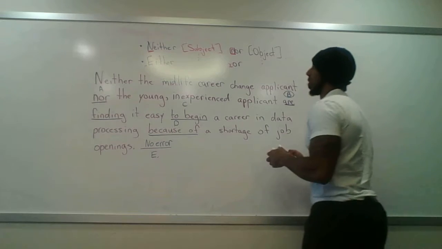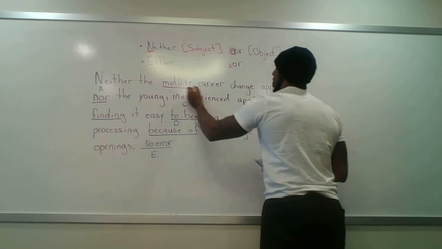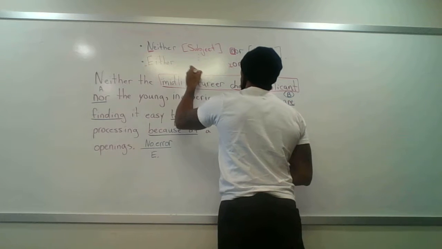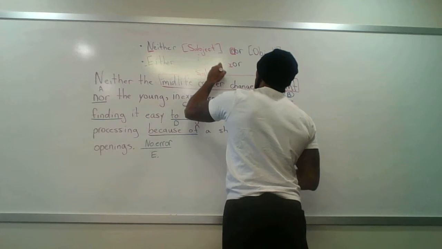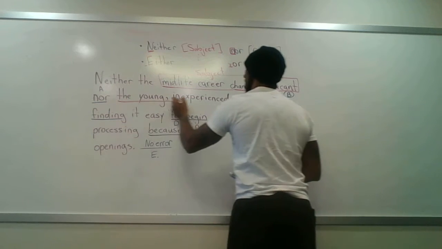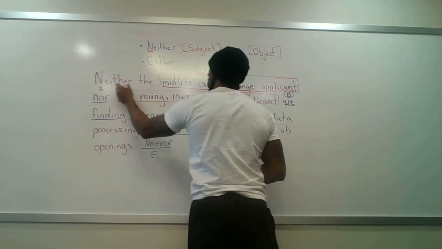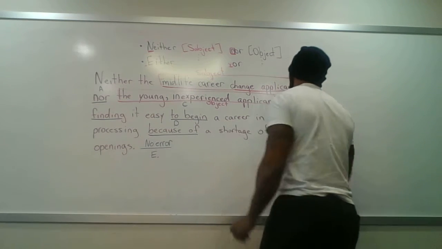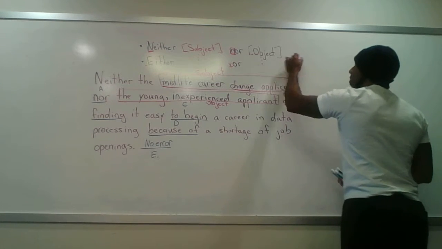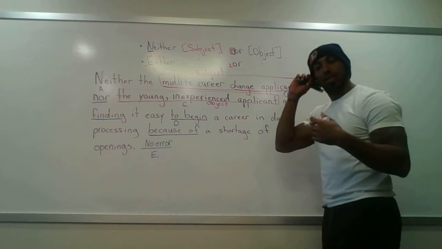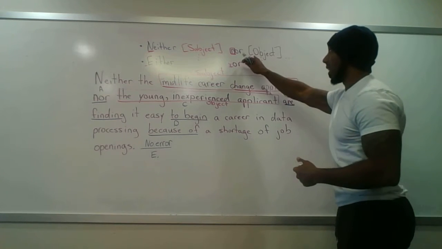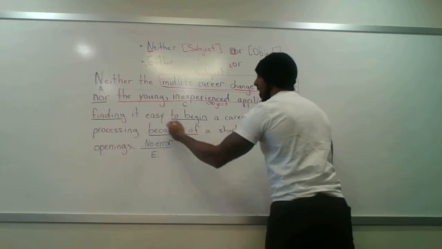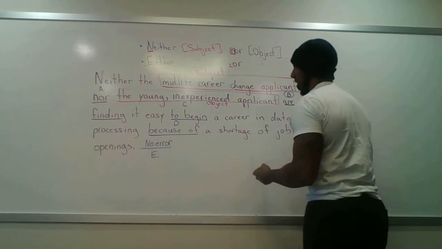Now this construction is used in this sentence, right? So neither, okay, so what's the subject that we're talking about? That subject would be the midlife career change applicant, quite a long subject, nor the young, inexperienced applicant, which would be the object, right? And then after that construction, you would have some kind of continuation, some kind of clause following that construction of neither nor or either or, which in this case is are finding it easy to begin a career in data processing, right?